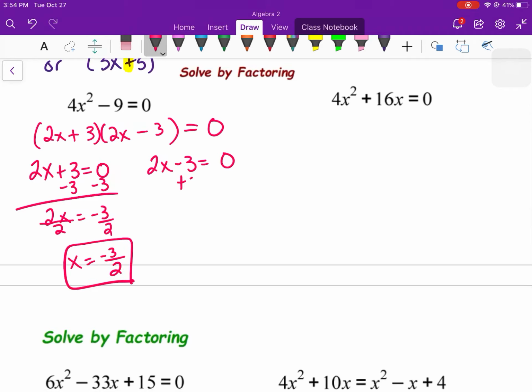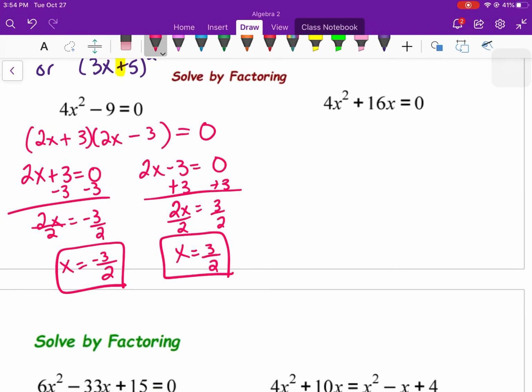negative 3/2. Now, if you were to do the similar steps over here, the only thing that would change is that you would add 3, so you'd get positive 3/2. When we solved it with square roots, we got plus and minus 3/2, so same answer.